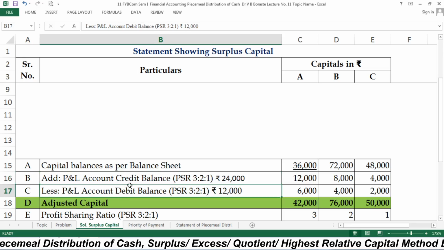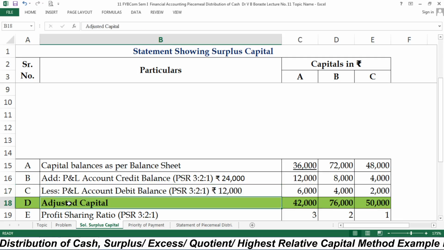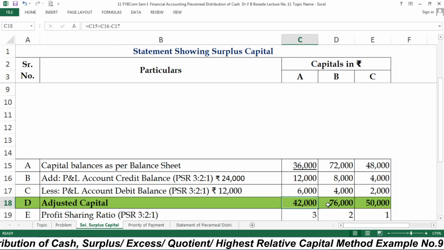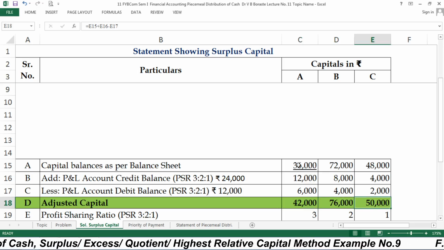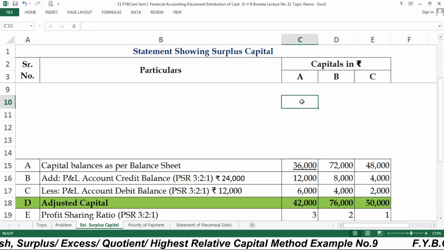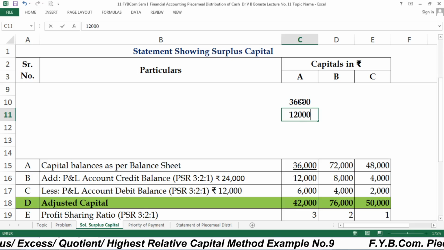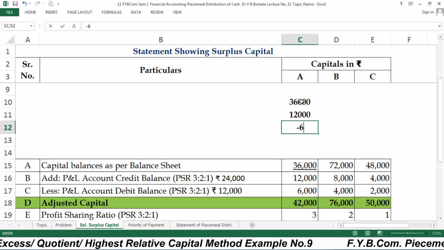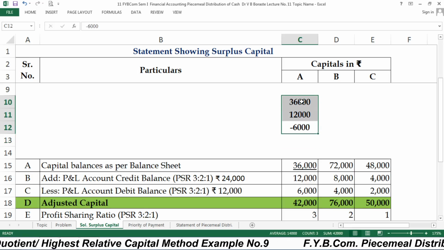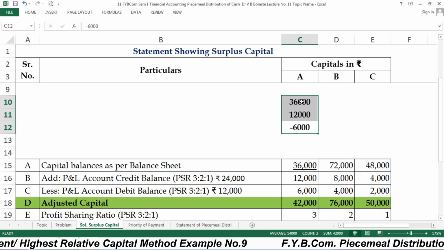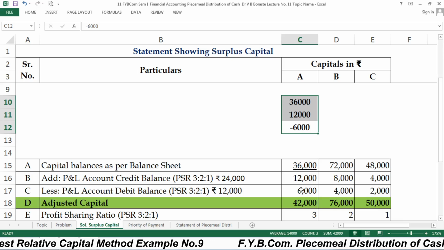Okay. Credit balance we have to add and debit balance we have to less. So here the adjusted capital, that is 42,000, 76,000 and 50,000. How does it come? See, 36,000 plus 12,000 minus 6,000. The total is 42,000. We have to plus 12,000, but we have to minus 6,000.